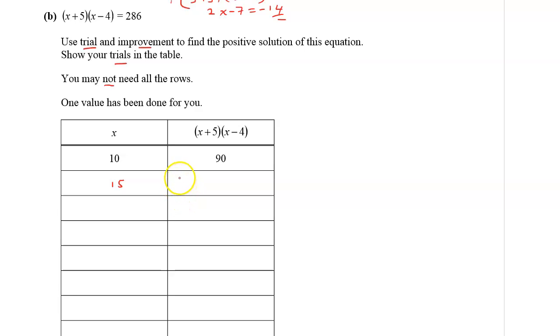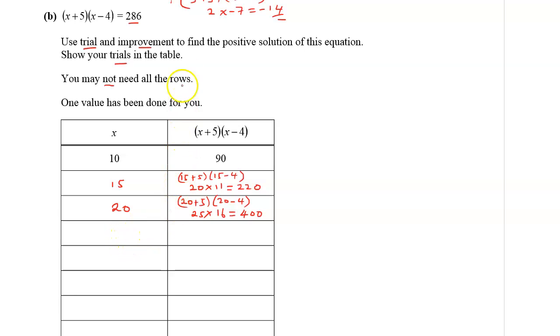If x is 15, then we'll have 15 plus 5 into brackets 15 minus 4. 15 plus 5 will give us 20 times 11. And 20 times 11 will give us 220. Now, 220 is slightly less than 286. Then we go to 20. So we substitute the value of x is 20 plus 5 into brackets 20 minus 4. 20 plus 5 gives us 25 times 20 minus 4 is 16. 25 times 16 will give us 400.